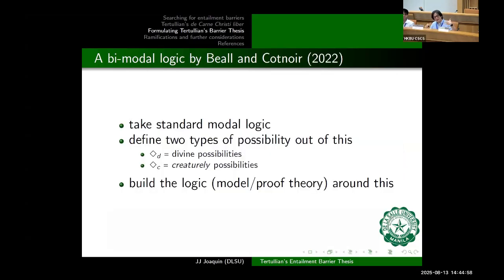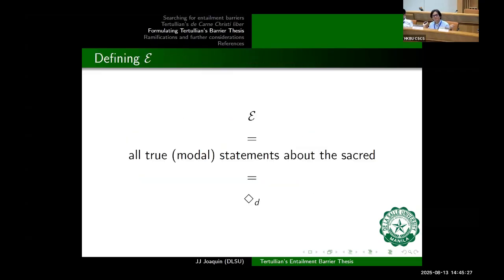But there's another one that we could use, and this is the formulation by J.C. and A.J. Cotnor in 2022. And they're using a kind of bimodal idea. So take standard modal logic, define two types of possibility out of this. So define divine possibilities on the one hand and creaturely possibilities on the other, and build the logic around this. And we could have something like this.